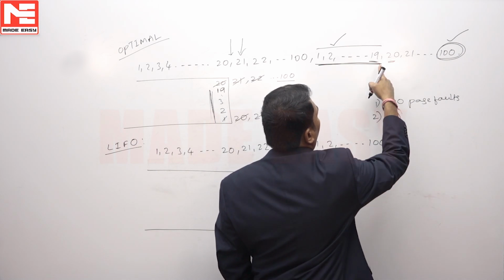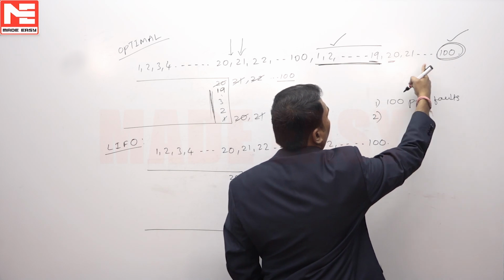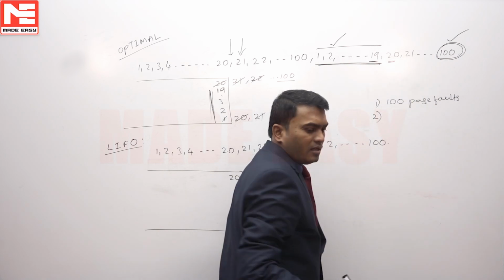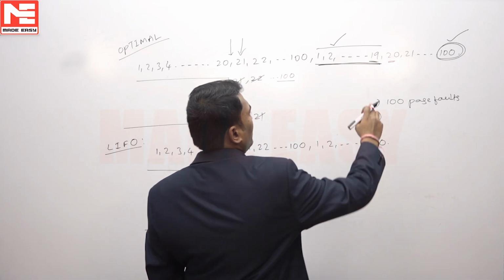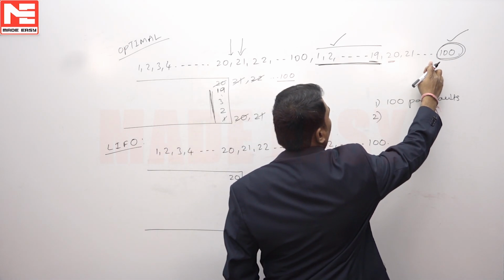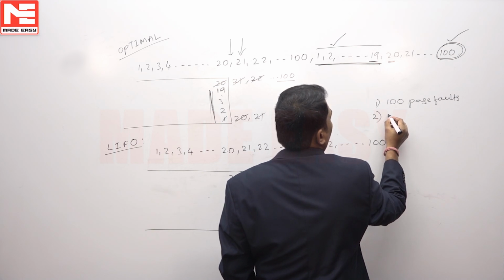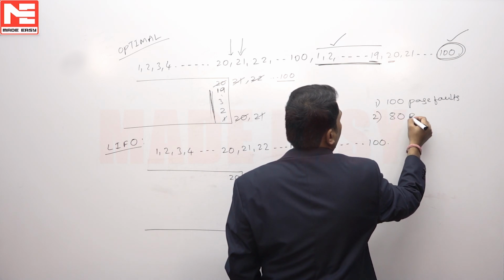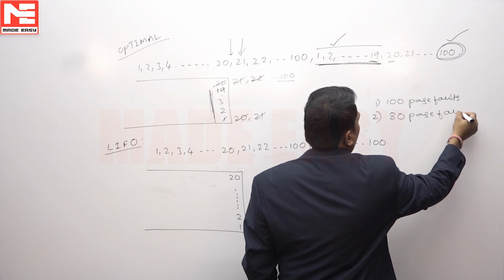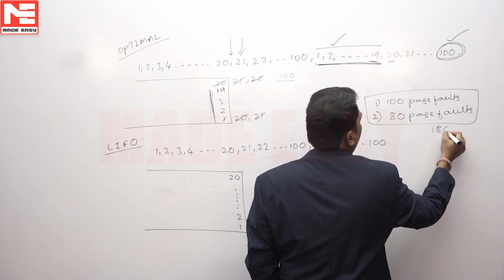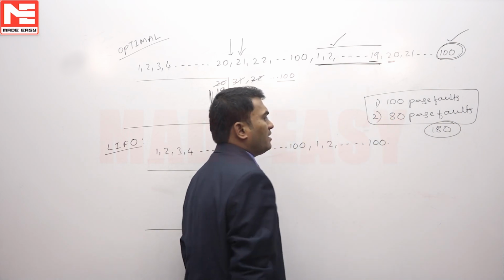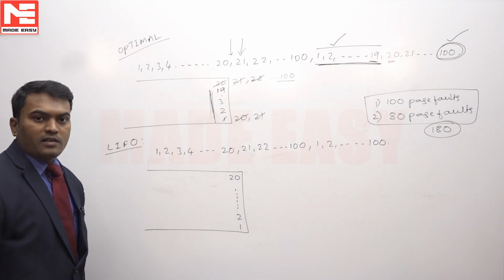So that is 20 to 99. I think in the solution also it is clearly given, that is 20 to 99. So look here, 20 to 99 you get the page faults. So that is 80 page faults. Okay, that is optimal. With the optimal you are getting a total of how many page faults? 180 page faults, 100 plus 80.